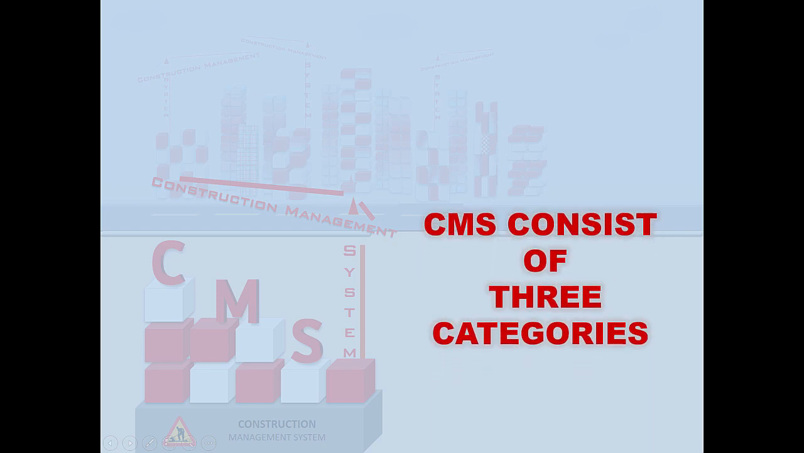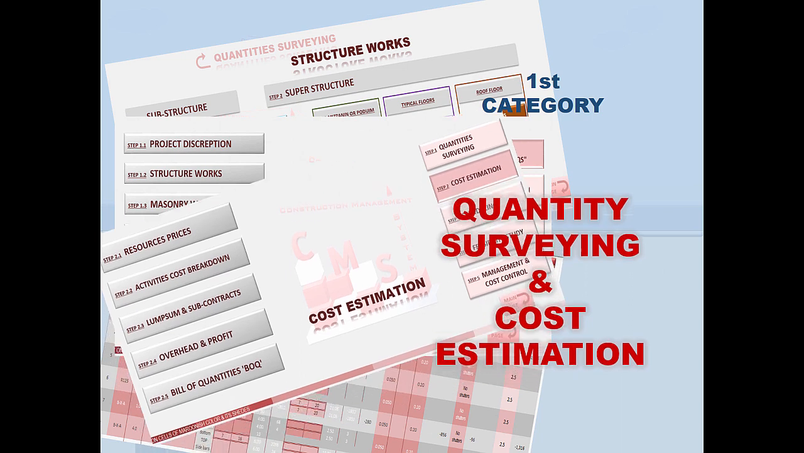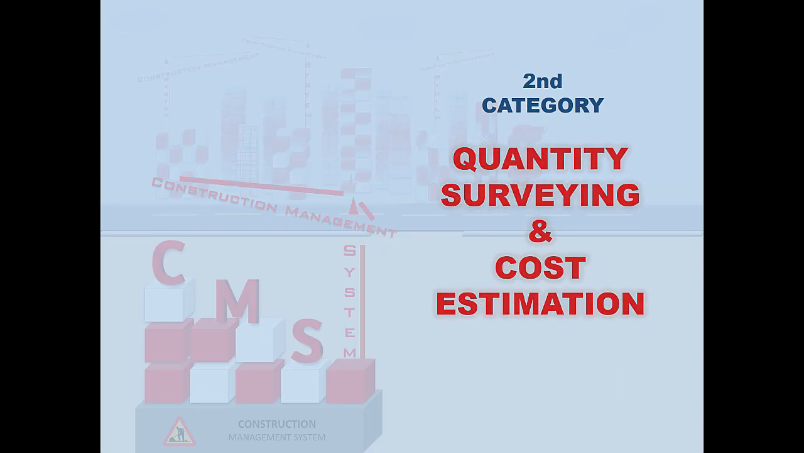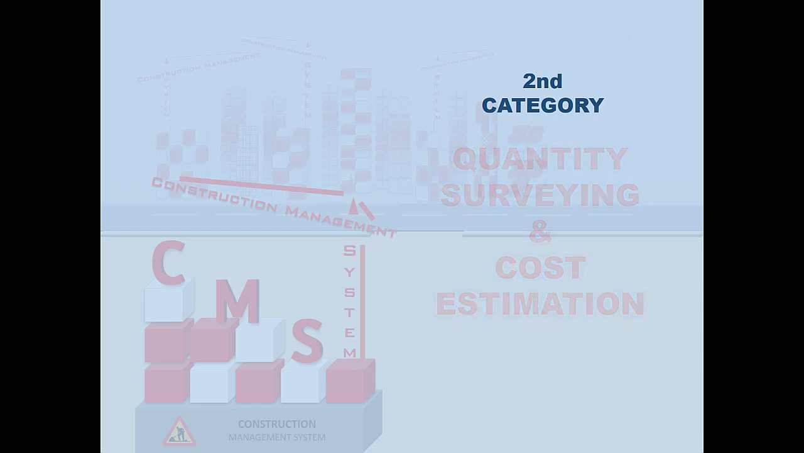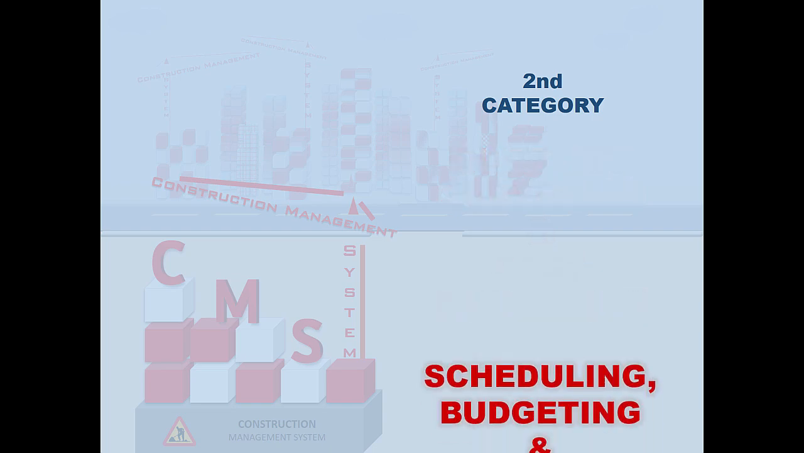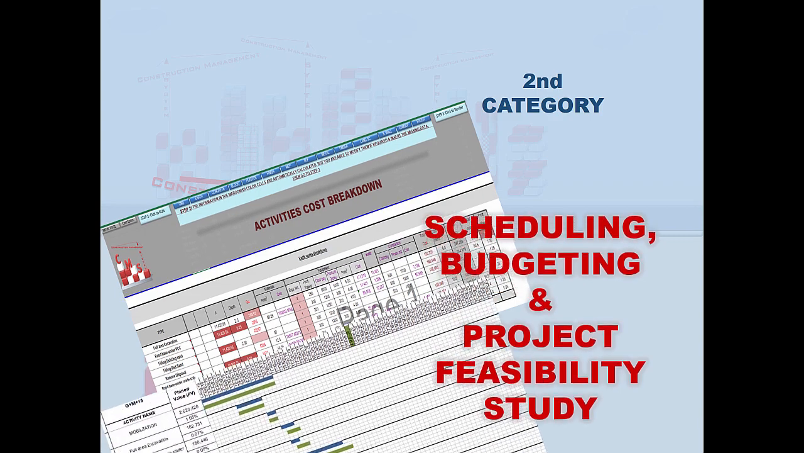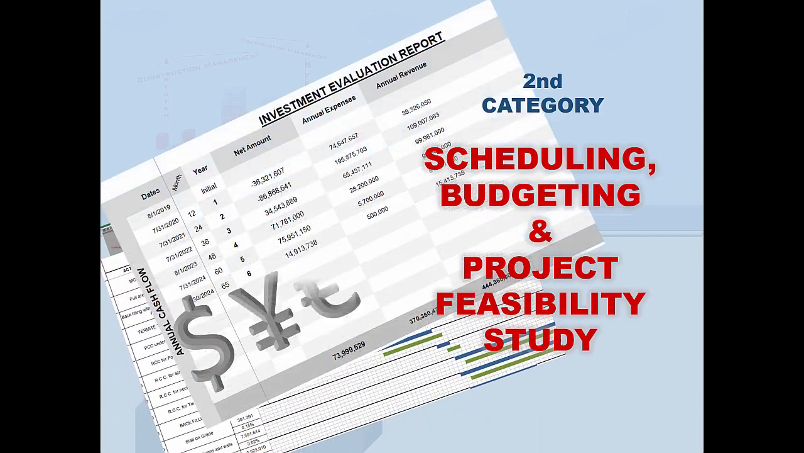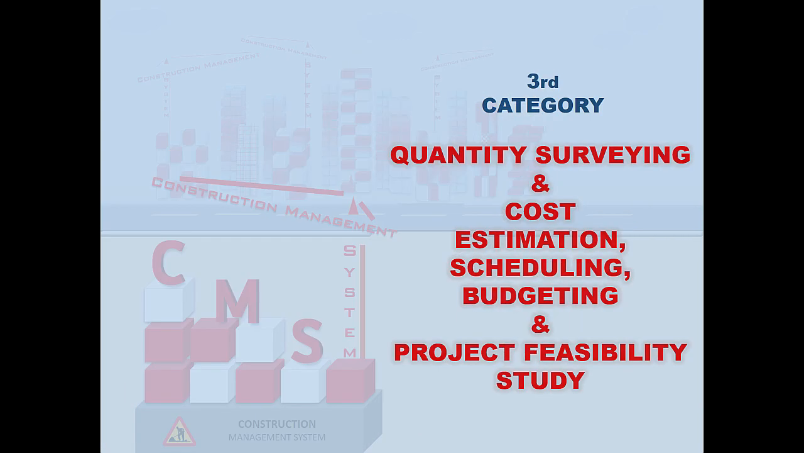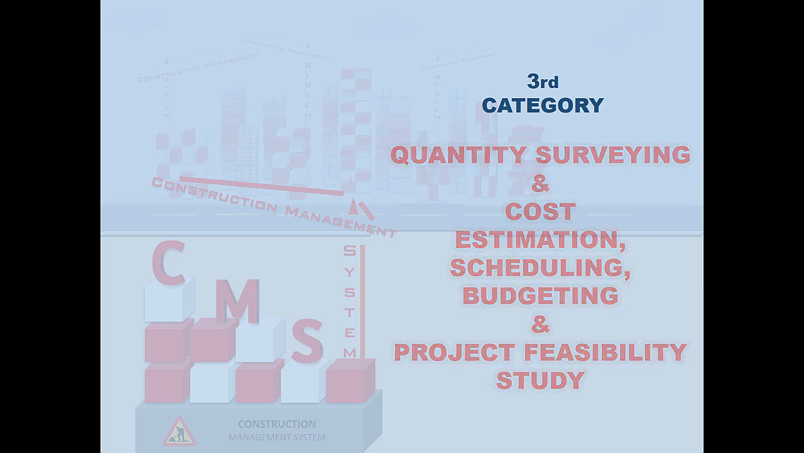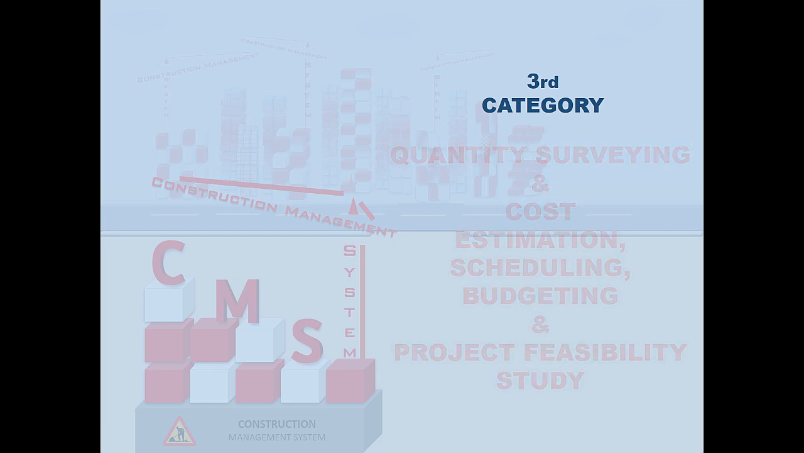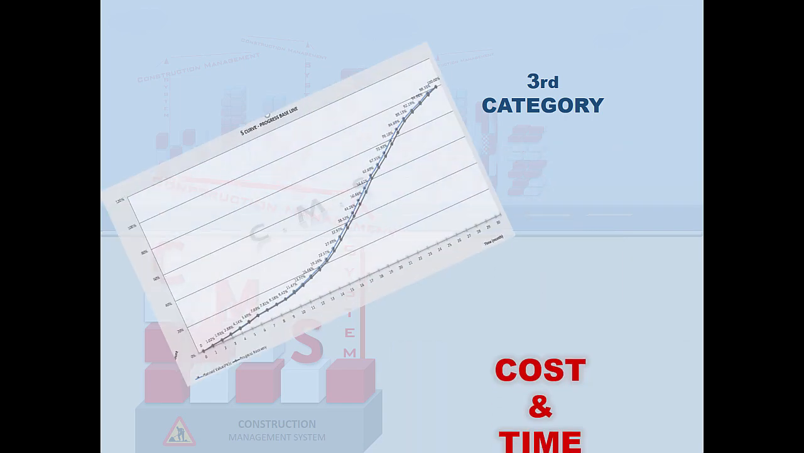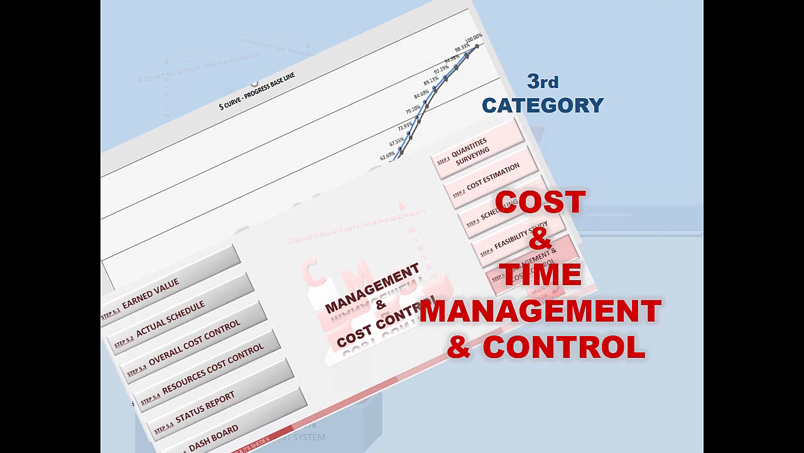CMS consists of those categories. First category consists of quantity surveying and cost estimation. Second category consists of quantity surveying, cost estimating, scheduling and budget, and project feasibility study. Third category consists of quantity surveying, cost estimation, scheduling and budget, project feasibility study, and cost, time management, and control.